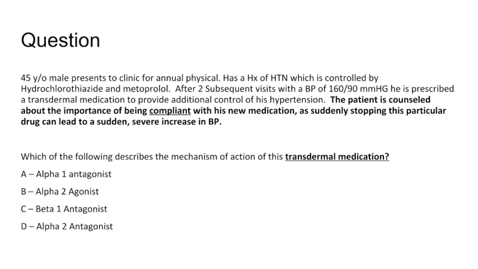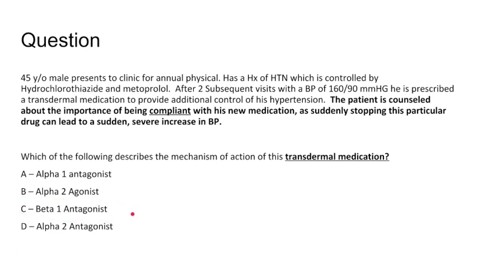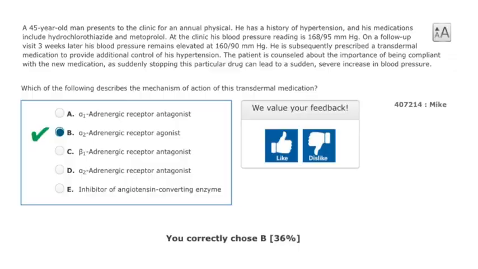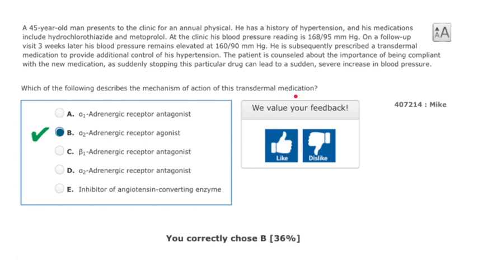I'm sure a lot of you, maybe most of you, picked C, thinking that it was most likely metoprolol. We talked about this last time. It is a beta blocker, and abrupt withdrawal will cause rebound hypertension. However, the answer is actually B. It's an alpha-2 agonist. The key point here was that this is a transdermal medication, and the transdermal medication is referring to clonidine, which comes in patch-like form.